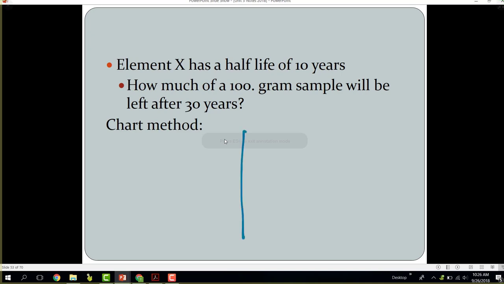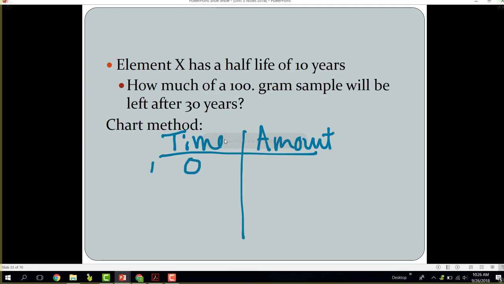First of all, you're going to make yourself a little chart. Time is going to go in one of the columns, and it really doesn't matter which one. And then you're going to compare it to the amount. The secret of the chart method is always start with a time of 0. That is very, very important. And then for the amount, whatever the problem says, you're going to put the starting amount there. So our starting amount in this case is 100 grams.